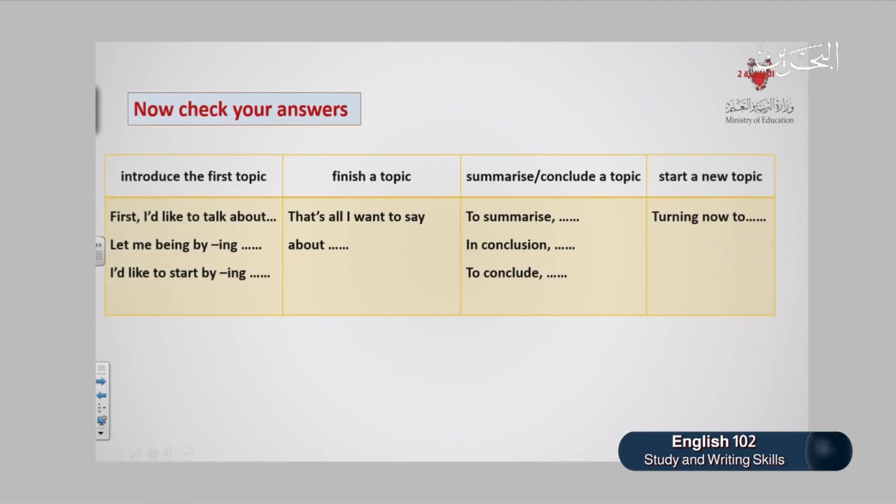Let's check the answers. Introducing the first topic: first I would like to talk about; let me begin by; I would like to start by. Finish a topic: that's all I want to say about. Summarize, conclude a topic: to summarize; in conclusion; to conclude. To start a new topic: turning now to. Now these are previous information that we're recalling.